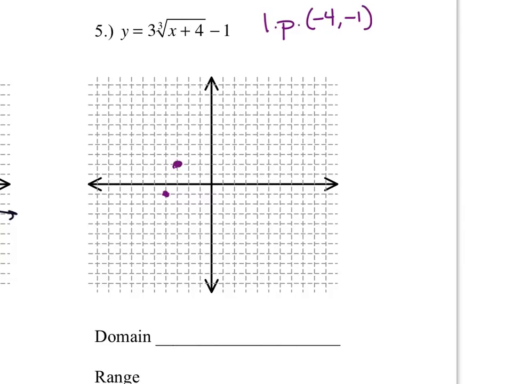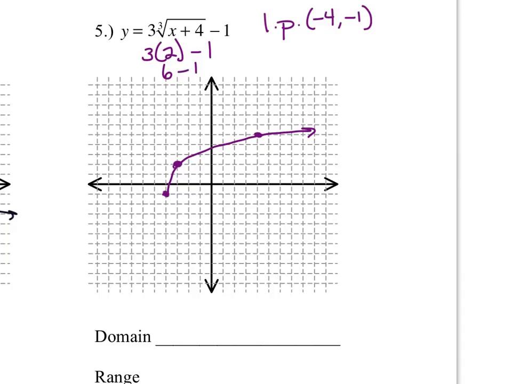And then we'll choose 4. So I could plug a 4 in here. 4 plus 4 is 8. The cube root of 8 is 2. So we'll have 3 times 2 minus 1. So 6 minus 1 is 5. And that was an x value of 4. So I know that that's the direction that part of the cubic is going to go in.